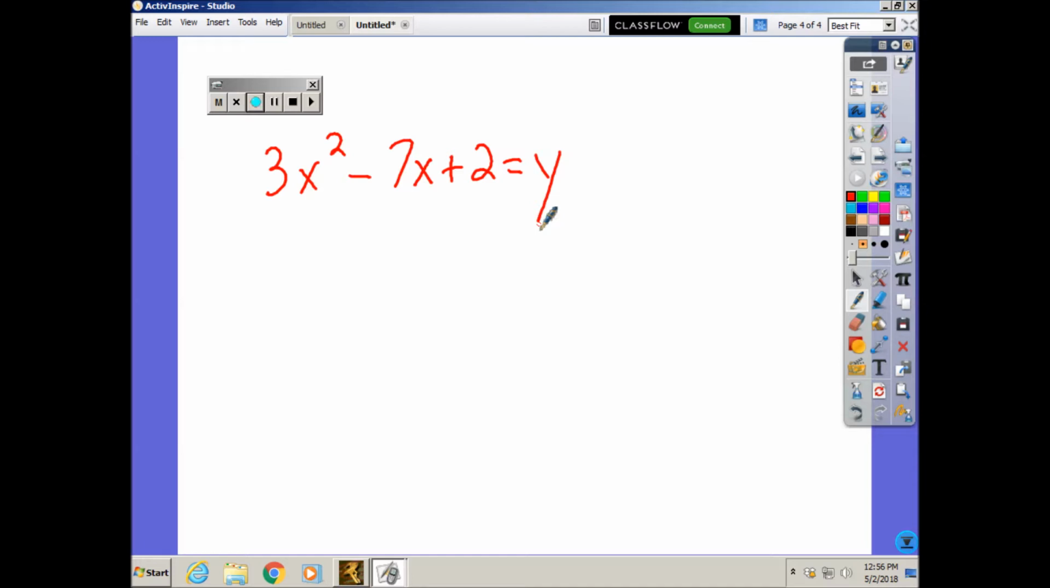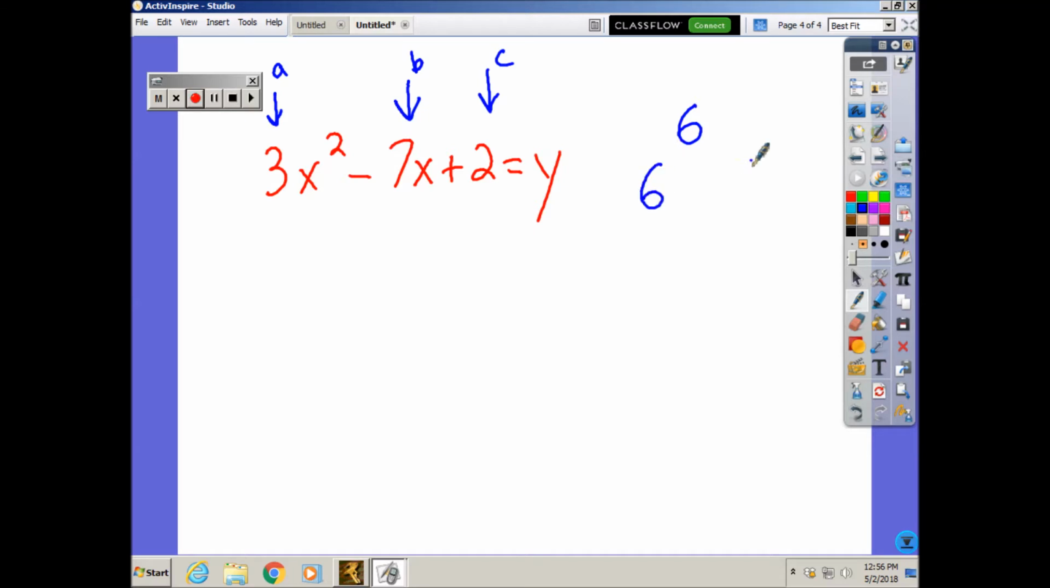So, this is the AC method, which means I have to take the A coefficient and the C coefficient and multiply them together. I get 6. I actually have the same A coefficient and C coefficient as I did on a prior problem. But now I need them to combine to get to negative 7. So hopefully you can see the only way that's going to happen is negative 6 and negative 1.